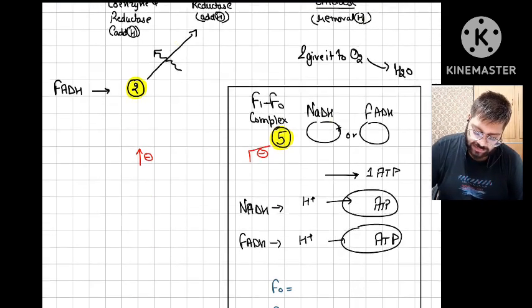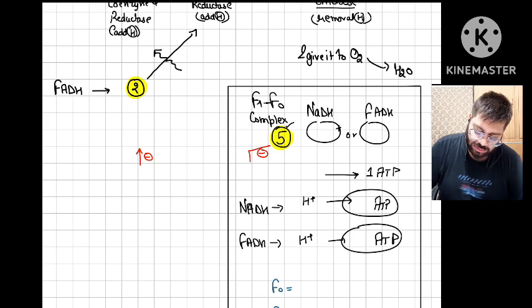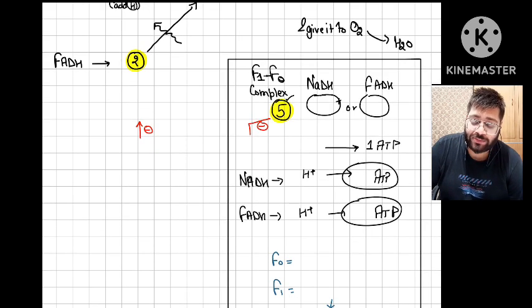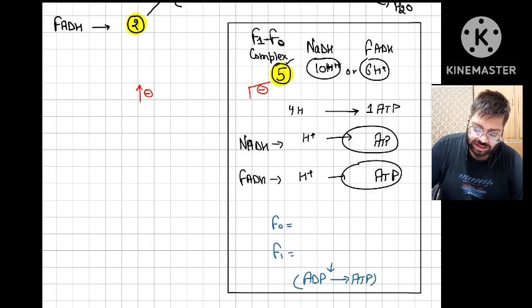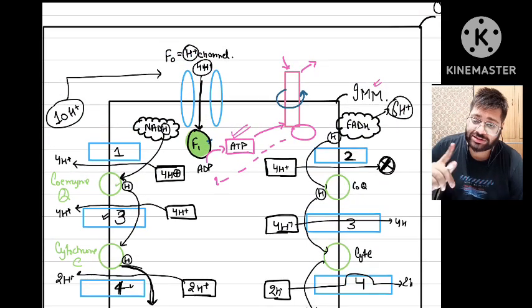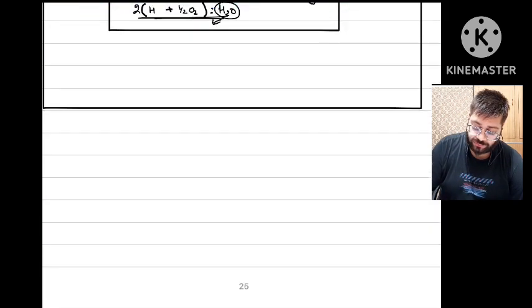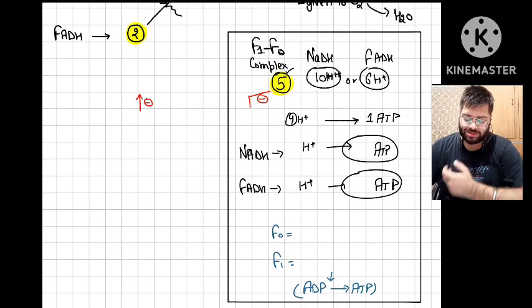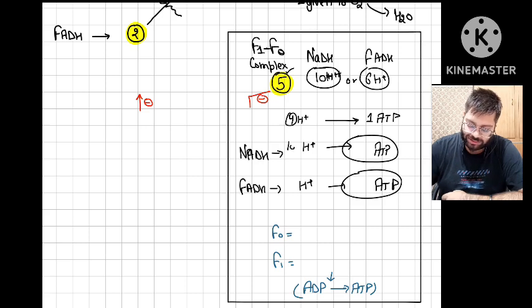And this is complex 5. I have told you F1, F0. There is NADH, how many protons will be generated? 10 H plus. And FADH 6 H plus. Now there is a sequence: if 4 hydrogen were passed through the channel, it will generate 1 ATP. So for NADH, 10 protons, it's basic math. If 10 protons are there, it will generate 2.5 ATP. For FADH, 6 protons, it will generate 1.5 ATP per 1 FADH2.